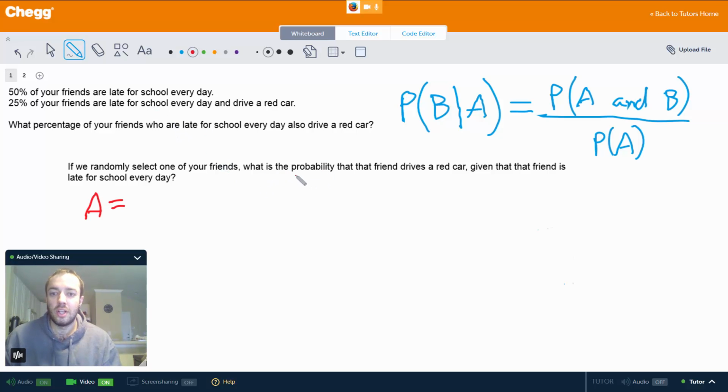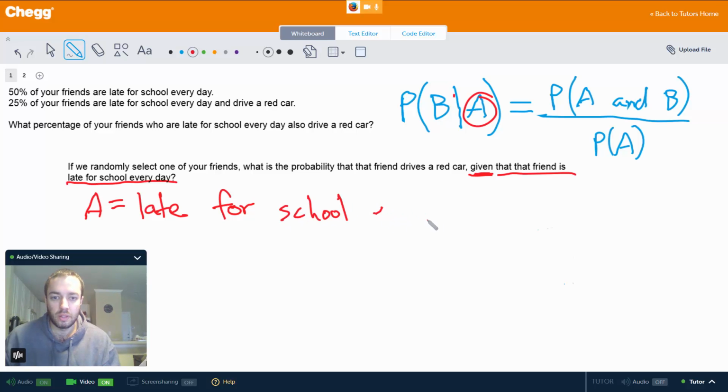Now the question is, what is the probability that that friend drives a red car, given that that friend is late for school every day? So the probability that will be given under this scenario is that the friend is late for school every day. Okay, so A is the event that we're given, probability of B given A, and what we're given is that the friend is late for school every day. So event A is being late for school every day.